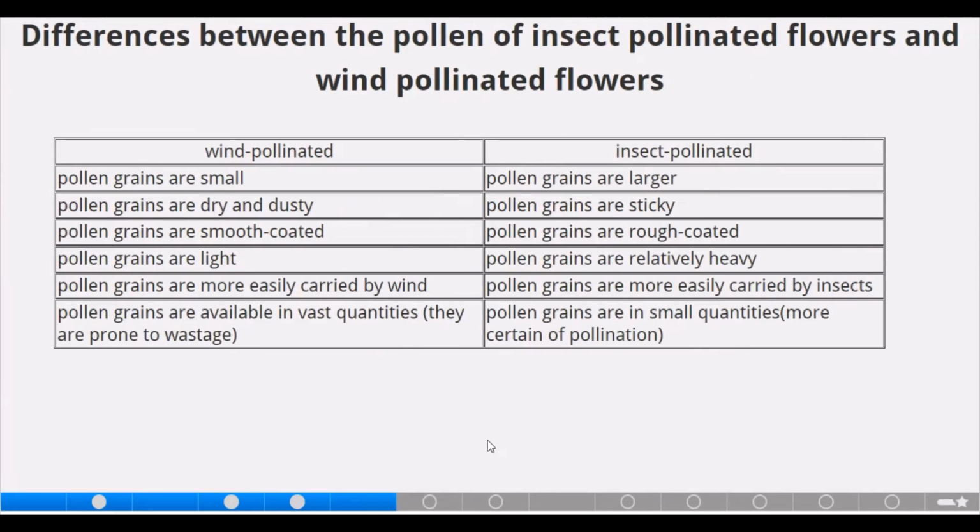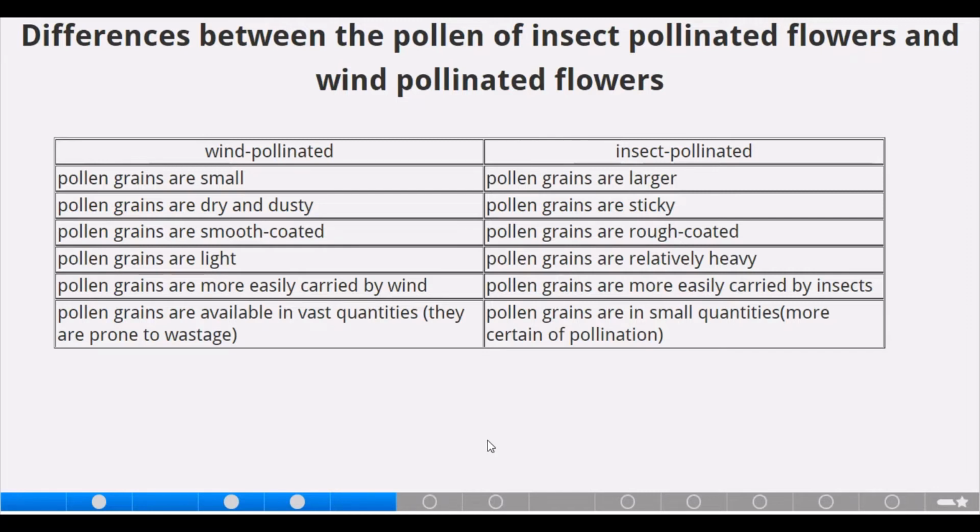On this slide, we have the differences between the pollen of insect pollinated flowers and wind pollinated flowers. Pollen grains are small in wind pollinated flowers, while pollen grains are larger in insect pollinated flowers. Pollen grains are dry and dusty in wind pollinated flowers, while pollen grains are sticky in insect pollinated flowers. Pollen grains are smooth coated in wind pollinated flowers, and rough coated in insect pollinated flowers.